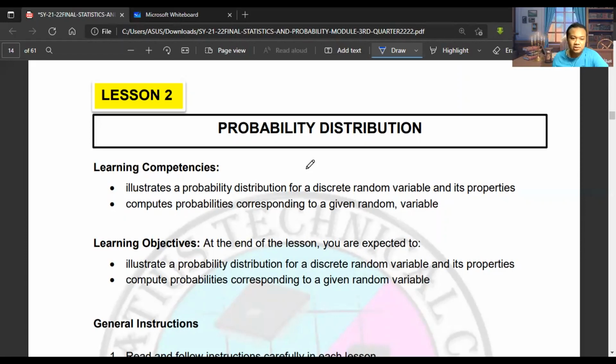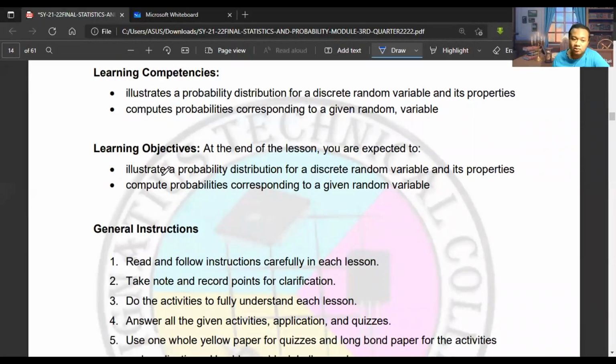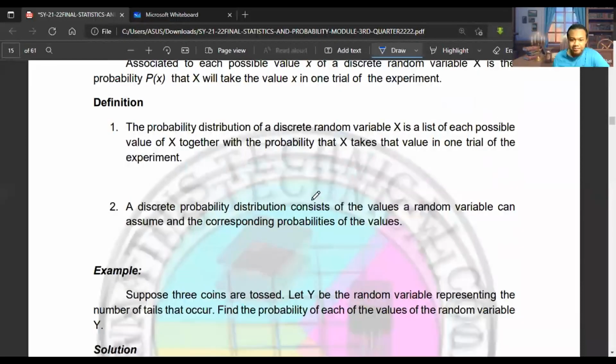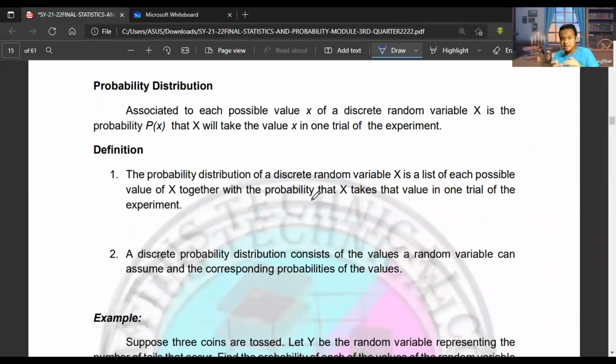Probability distribution. Compute. You're expected to illustrate a probability distribution for a discrete random variable and its properties, and then compute probabilities corresponding to a given random variable. So what we need here is the probability distribution. Discrete: associated to each possible value x of a discrete random variable X is the probability P(x) that X will take the value x in one trial of it.